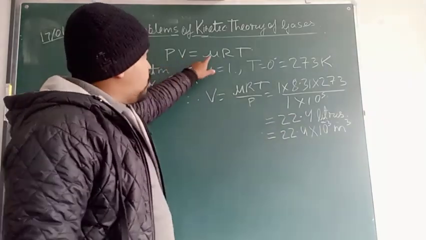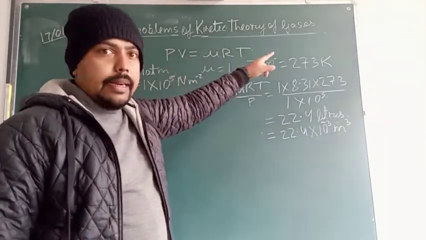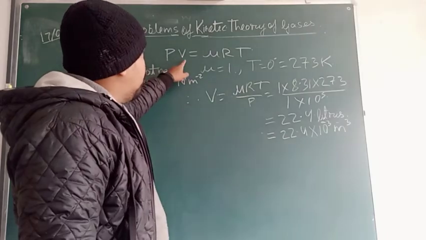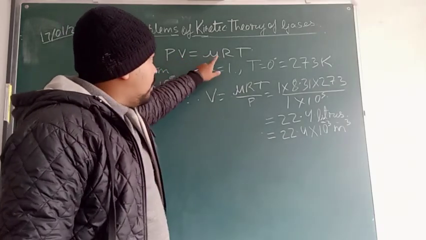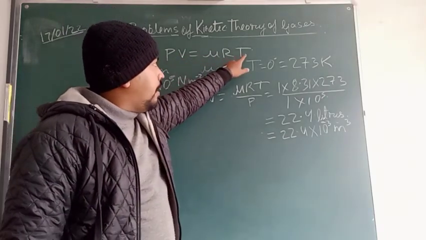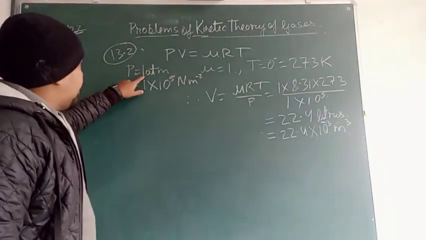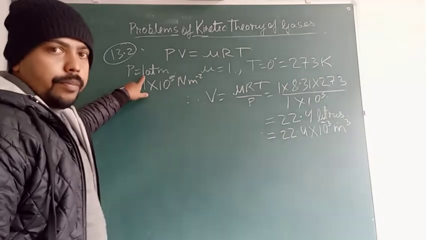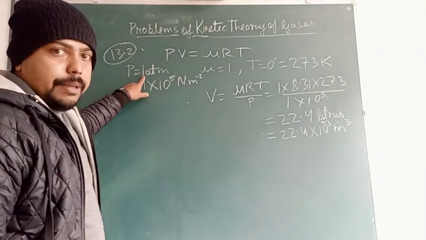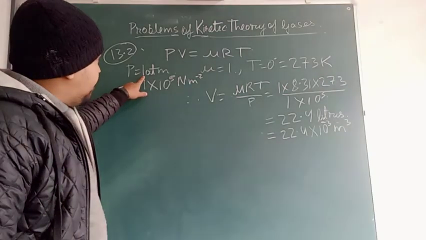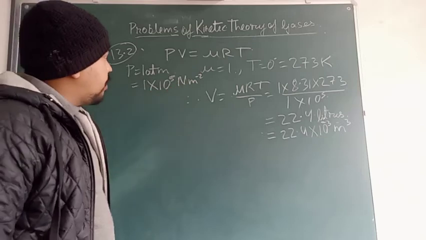So PV is equal to mu into R into T. That is the ideal gas equation, where P is pressure, V is volume, mu is number of moles, R is gas constant, and T is temperature. So what are we having? We are having pressure in atmosphere. 1 atmosphere at STP we know. So that can be converted into Newton per meter square.